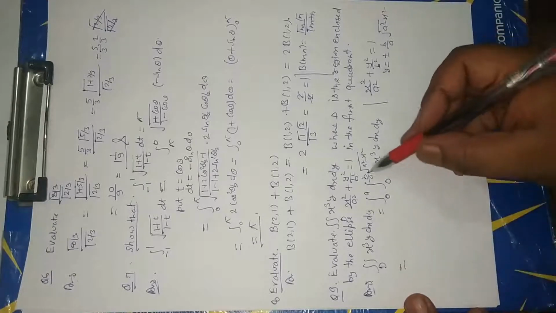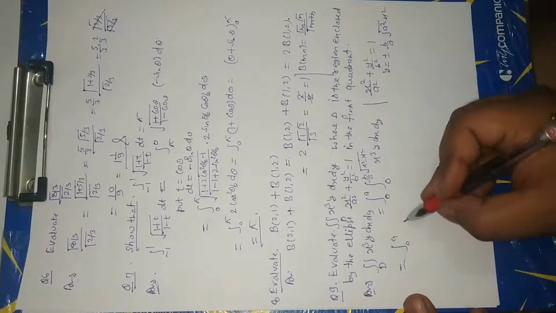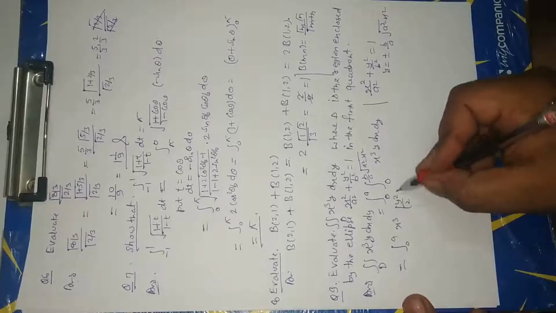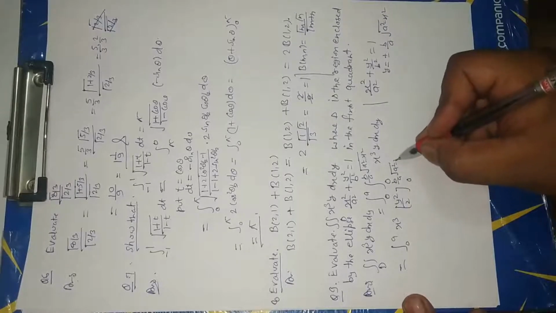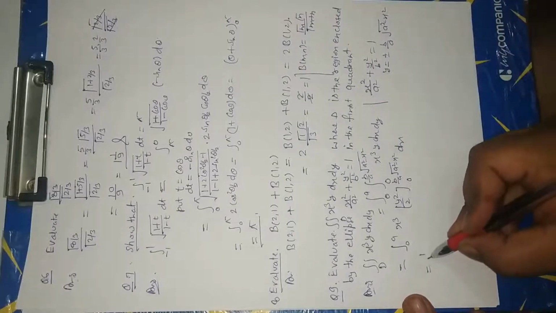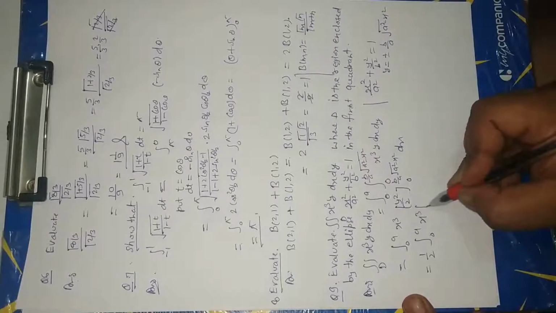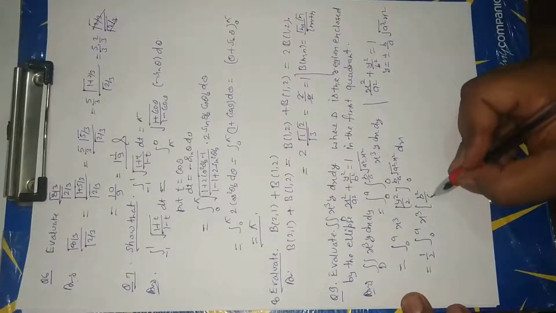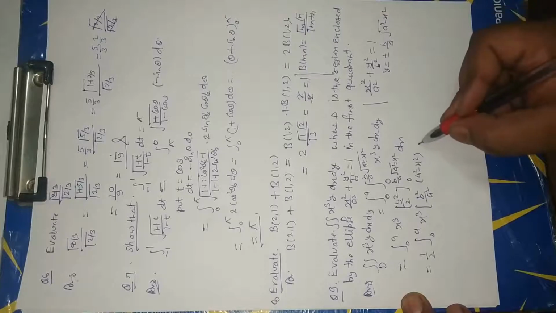First we integrate with respect to y. X cube times y square by 2, limits 0 to b upon a root of a square minus x square, dx. This is equal to 1 upon 2, integral from 0 to a of x cube times y square, that is b square upon a square times a square minus x square, dx.